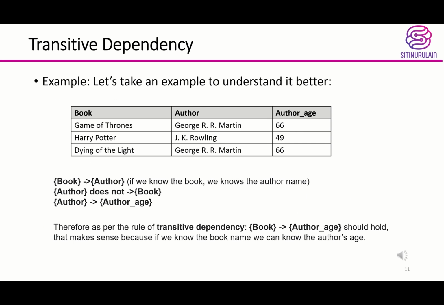Let's take an example to understand it better. The table shown in the slide shows that book determines author. If we know the book, we know the author name. Author does not determine book. Author determines author_age. Therefore, as per the rule of transitive dependency, book determines author_age should hold. That makes sense because if we know the book name, we can know the author's age.